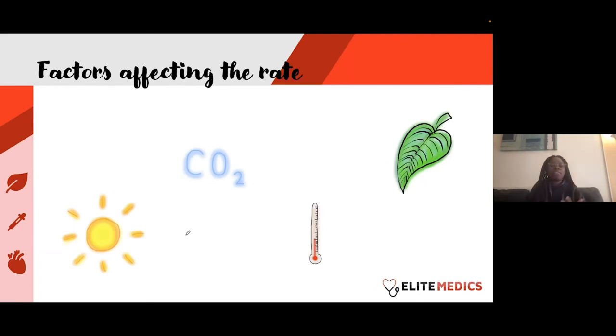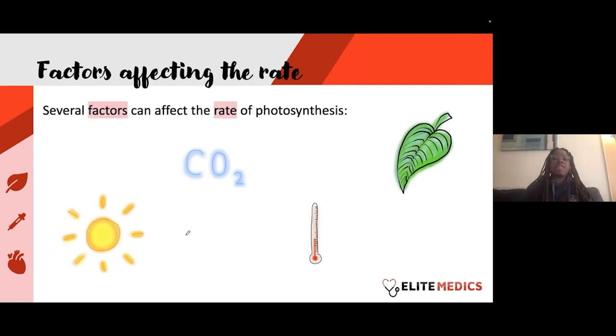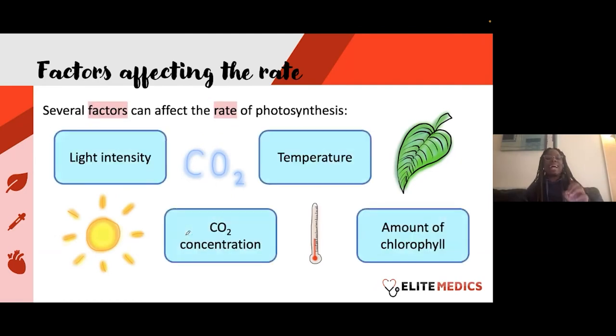What will it be? So we have the sun, we have carbon dioxide again, we have the thermometer. What do thermometers measure? And then we have a leaf, which is quite green, and it might probably have to do with a pigment that turns the leaf green, and I've given that away. But I'll let you think for just another 10 seconds: what factors affect the rate? I hope you guys are thinking. And I'm just going to reveal, I'm going to put you out of your misery. So we have several factors affecting the rate of photosynthesis. We have the light intensity.